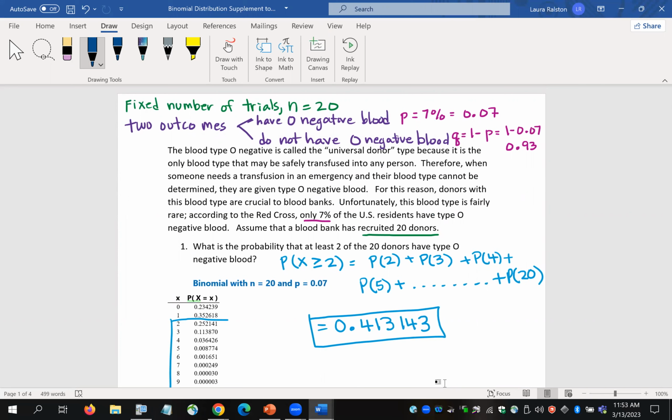Nana, does that help? Yes, and I was gonna ask how you got the 0.93, but I just saw where we got it. Oh, yeah, because it's 1 minus the 7%. Yes.